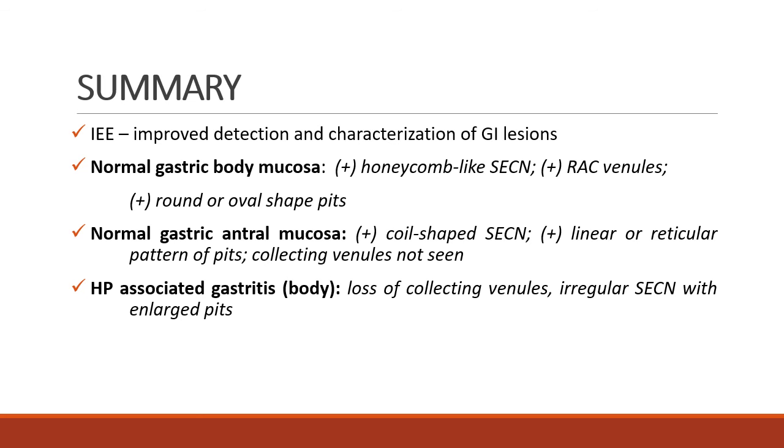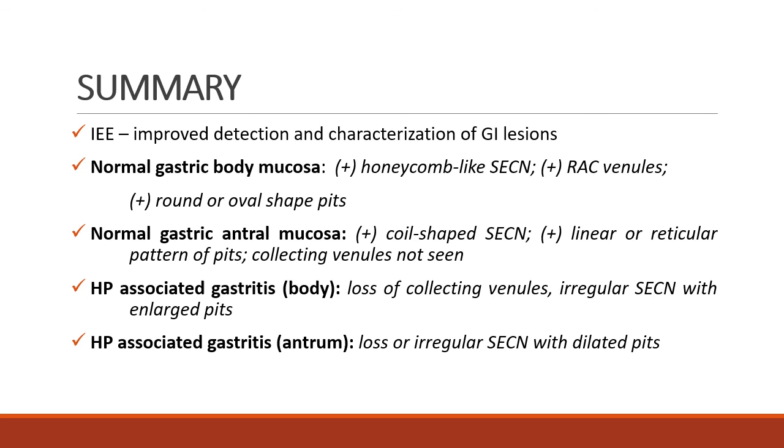H. pylori-associated gastritis of the gastric body shows loss of collecting venules, irregular subepithelial capillary network with irregular and enlarged white pits surrounded by erythema, while that of the antrum shows irregular or loss of subepithelial capillary networks with dilated pits. Lastly, the light blue crest observed in the gastric mucosa with image-enhanced endoscopy is a highly accurate sign for the diagnosis of gastric intestinal metaplasia.